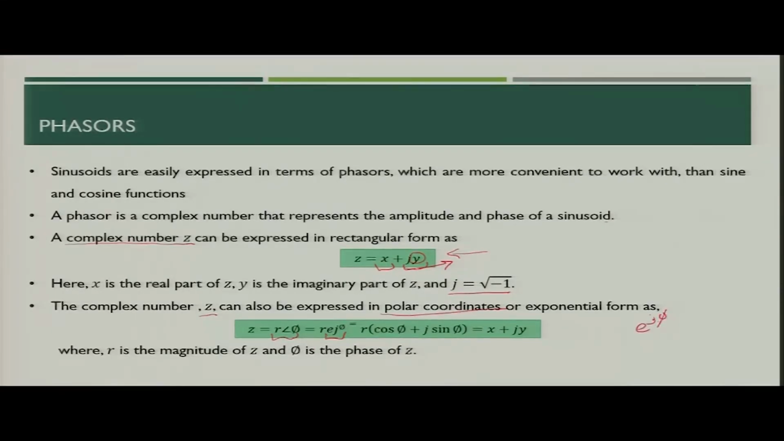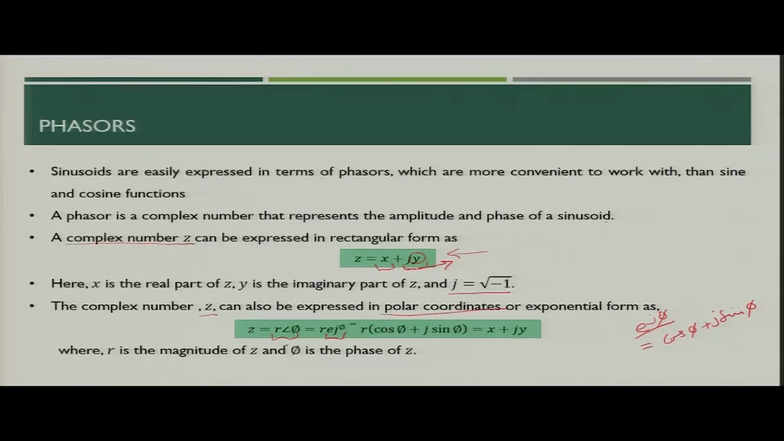That is called Euler formulation. What does it mean? e to the power j phi is nothing but cos phi plus j sin phi. So, this Euler formula is very important for phasor definition. So, we will use it most frequently in our various phasor calculations.